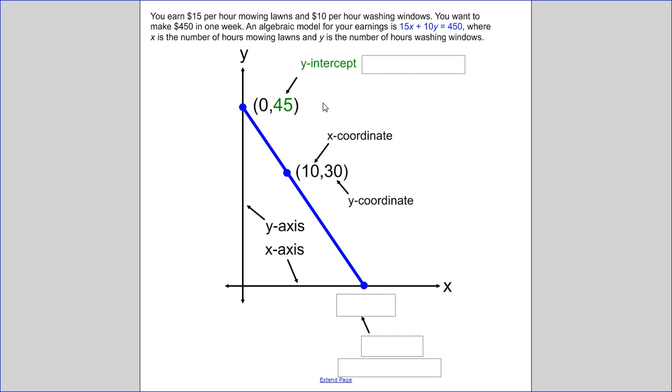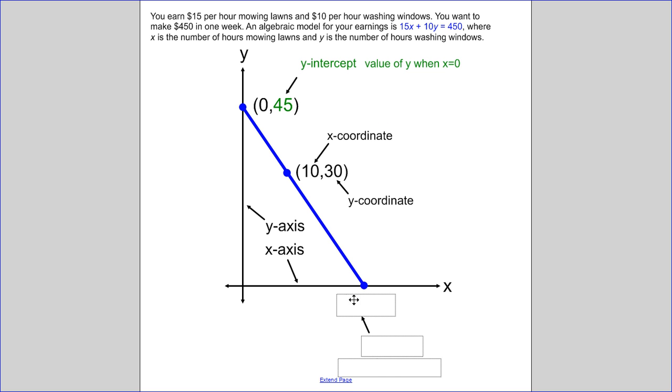Now, this 45, it's a y coordinate, but it's a special y coordinate. It is called the y-intercept. It is the y coordinate where the graph intercepts the y-axis. And we could call it the value of y when x equals 0. The value of y on the graph when the x coordinate is 0.